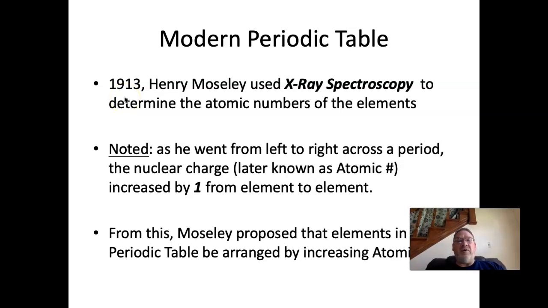A scientist by the name of Henry Moseley used, and you can see the statement there, X-ray spectroscopy to determine the atomic numbers for the elements. Think about what we know in 1913. We know about electrons. We know about the nucleus in the atom and the positive charge. So what Moseley was actually doing was determining what we call the nuclear charge for the atom. And look at the note. He noted that it increased by 1 as he went from element to element. Our modern table is put together such as that.